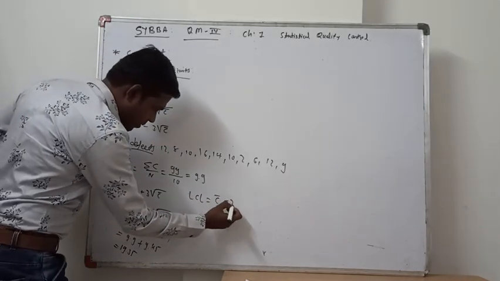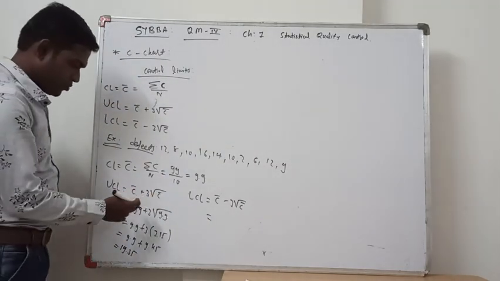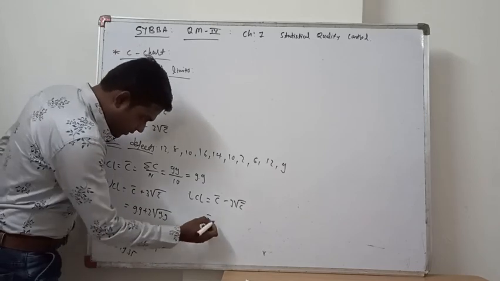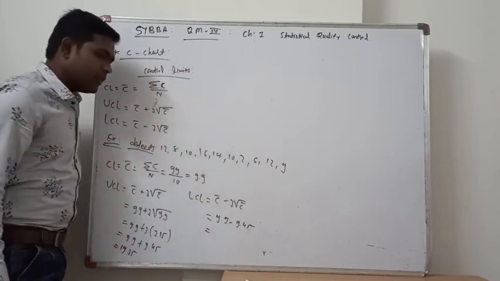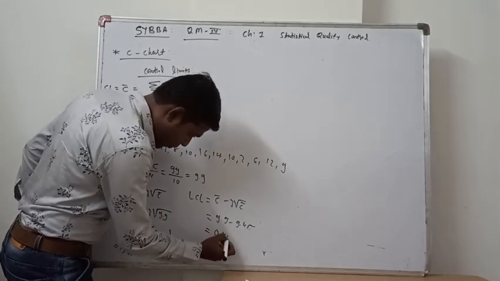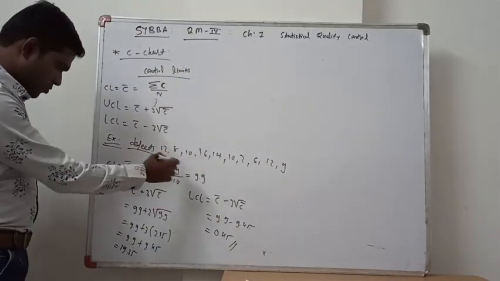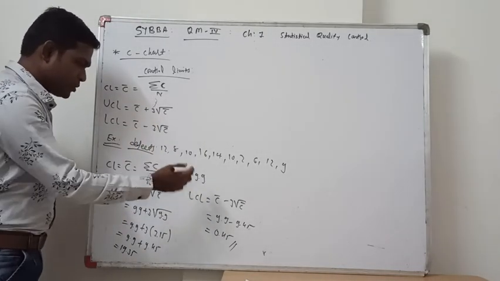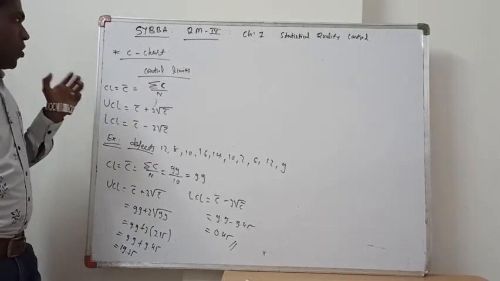Now we have to find LCL. LCL means C bar minus 3 square root of C bar. Same calculation, right? So we directly take 9.9 minus 9.45, then the answer is 0.45. So this is our LCL. So you just have to find this central line, upper control limit and lower control limit. This is for how many marks? 2 marks, right?